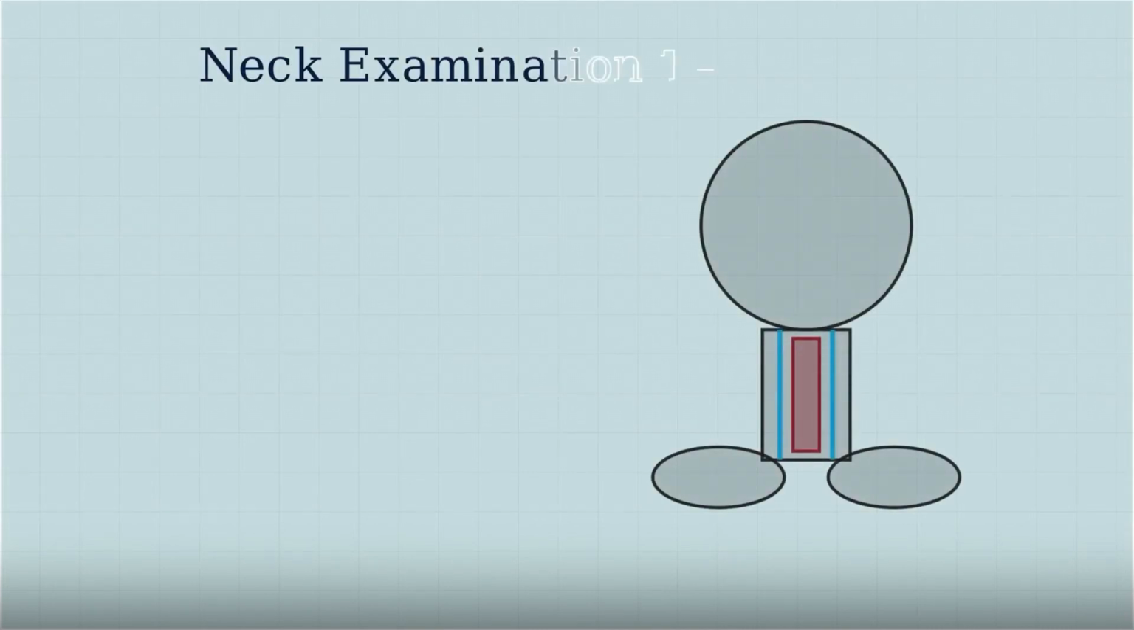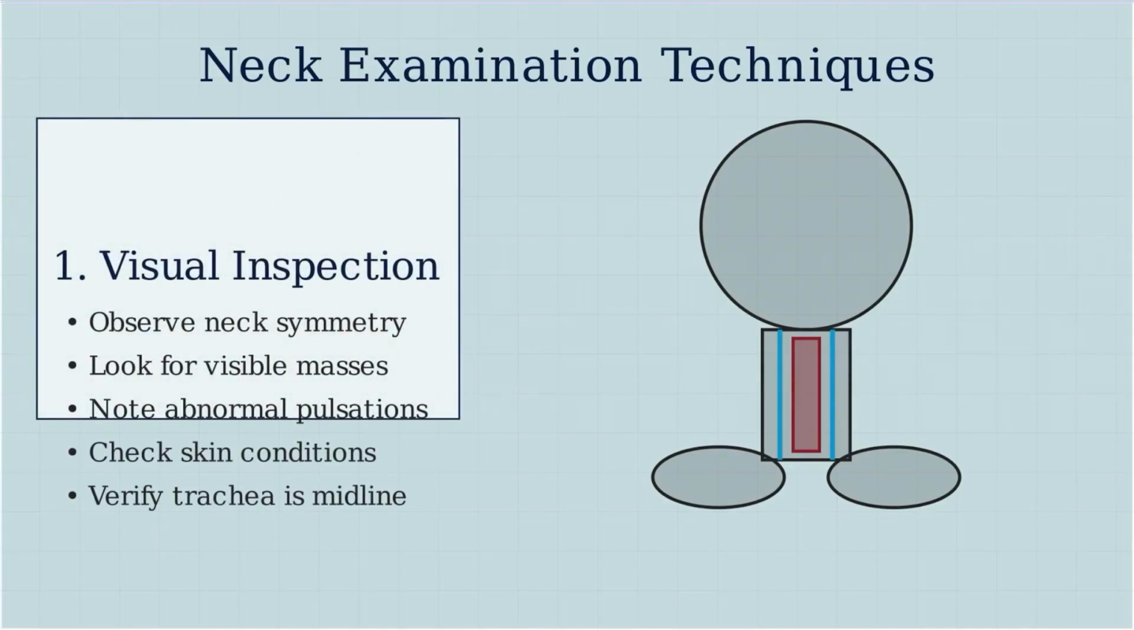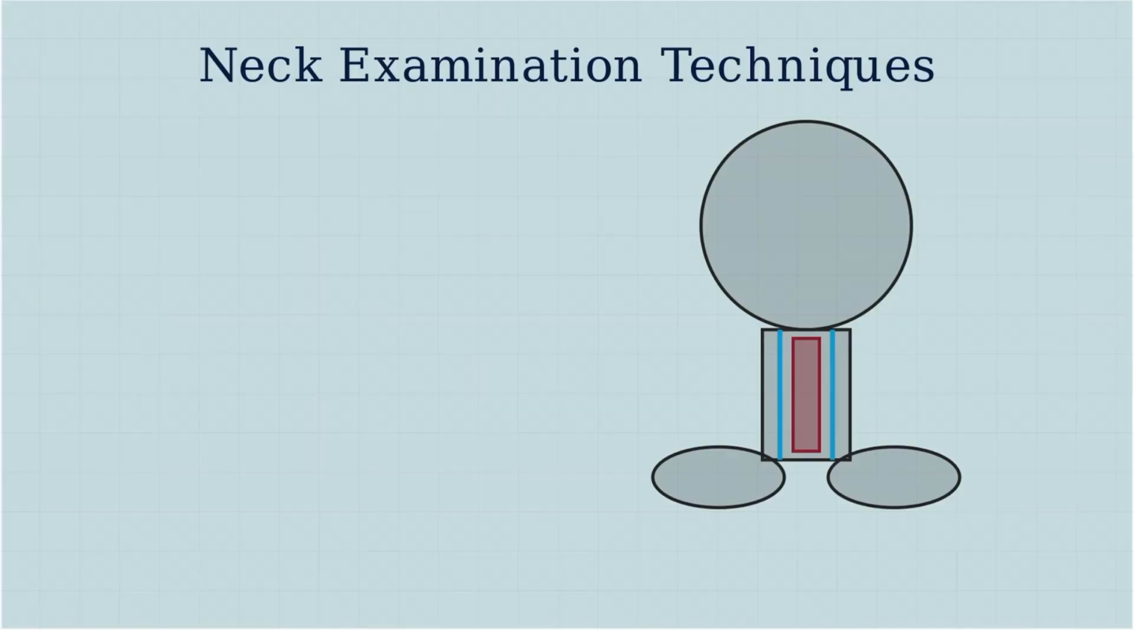The neck examination consists of several key techniques that help identify normal structures and potential abnormalities. Begin with visual inspection, observing the neck for symmetry, visible masses, abnormal pulsations, and any unusual skin conditions. Pay special attention to the position of the trachea, which should be midline. Any deviation may indicate a mass or other pathology.